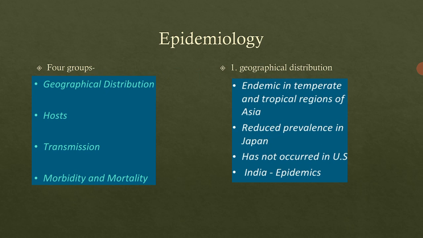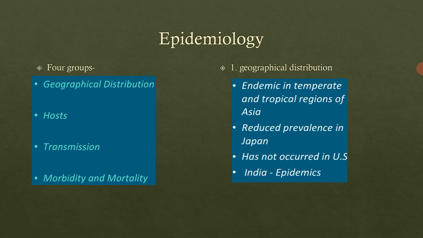Now we will see the epidemiology of this viral infection. In that we have 4 groups classified in the epidemiological studies, namely geographical distribution, which includes which areas are most affected or most susceptible to the infection. Then the host, which are the hosts, then transmission, how the virus gets transmitted, and the morbidity and the mortality rates accordingly.